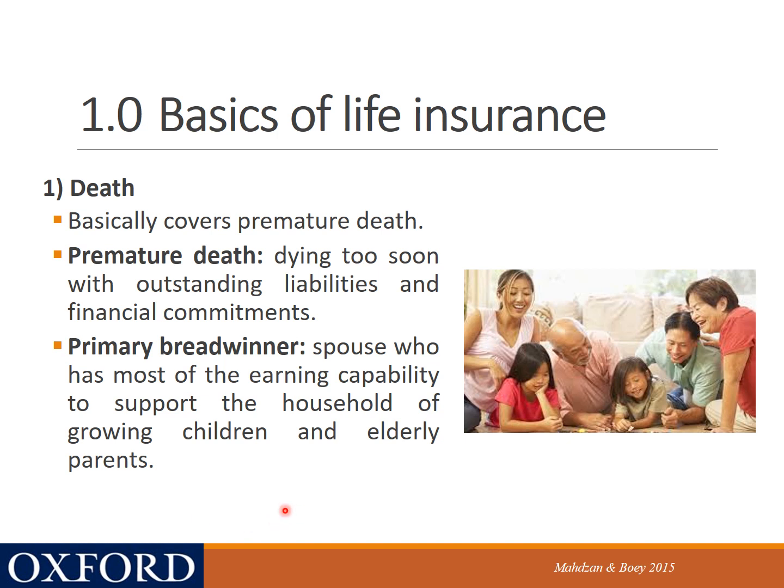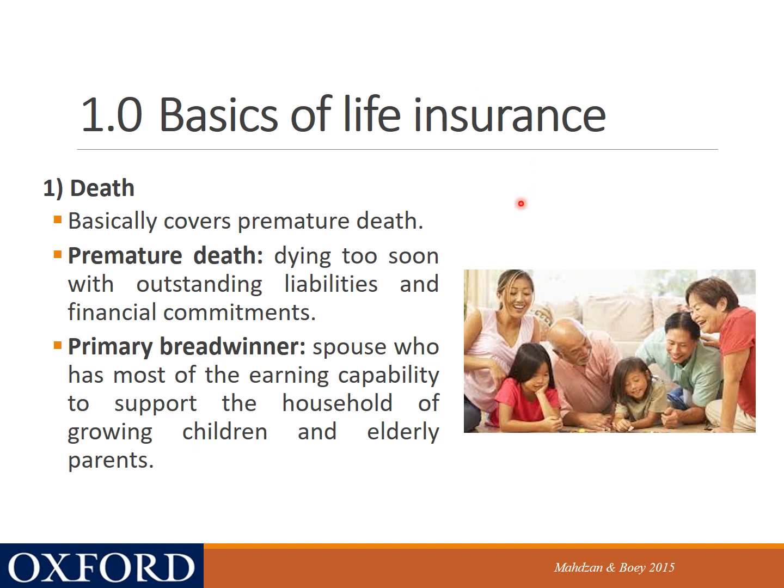Okay, first we will look at the first peril, which is death. Basically, death covers premature death, and we can define premature death as an event of dying too soon with outstanding liabilities and financial commitments. And the primary breadwinner would be the spouse who has the most of the earning capability to support the household and growing children and or elderly parents.